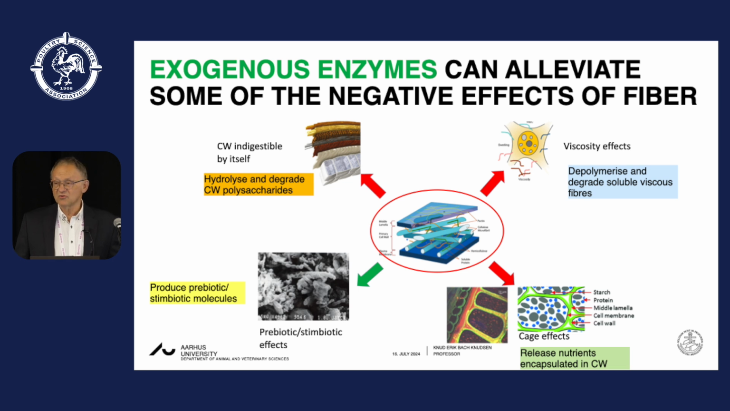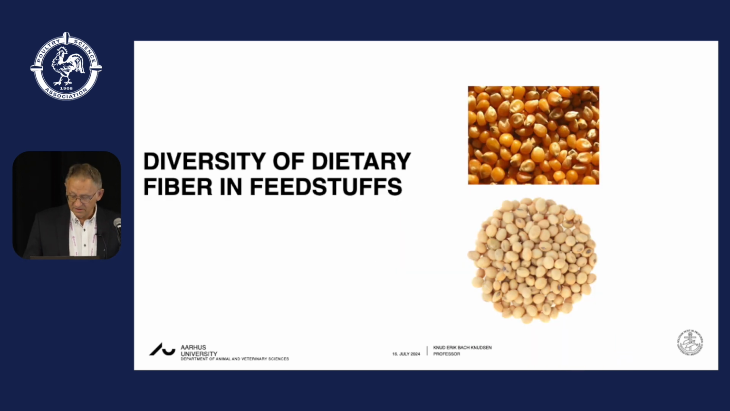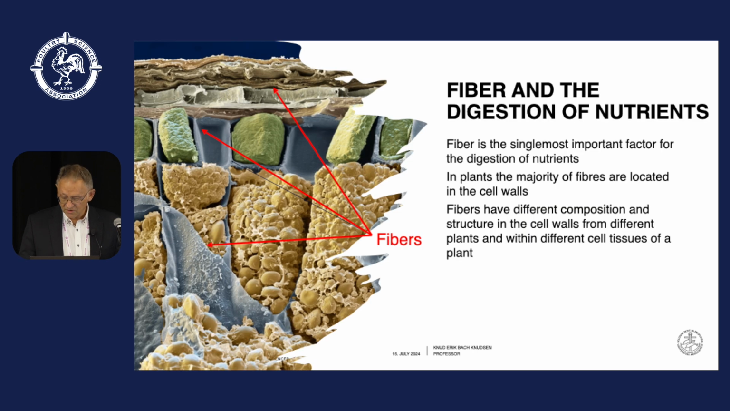Okay, if we then look at the diversity in dietary fiber in feedstuffs, I can bring up this one, which is a cross-section of wheat, where you can see that there are fibers present in all these cell tissues from the outer part of the grain. You have the aleurone layer here, and then you have the cell walls in the endosperm. So they are all present there.